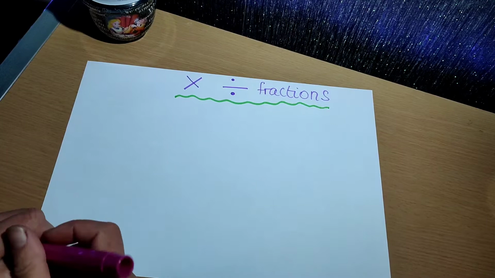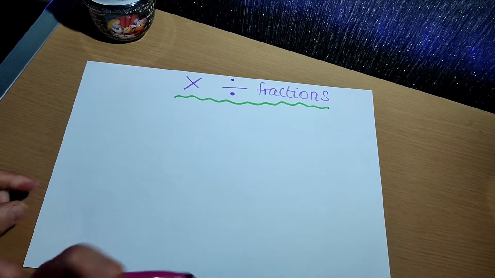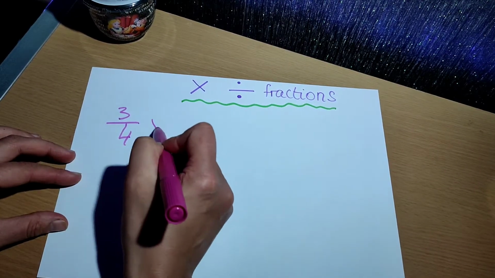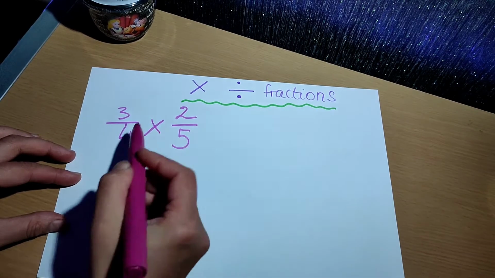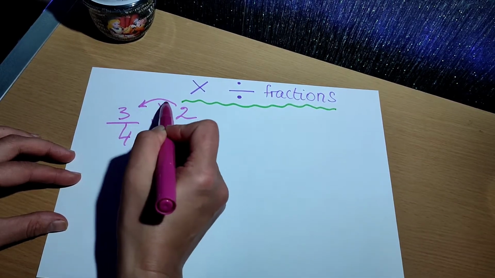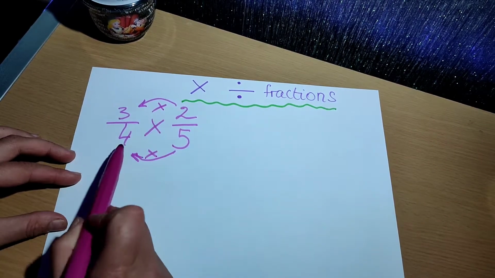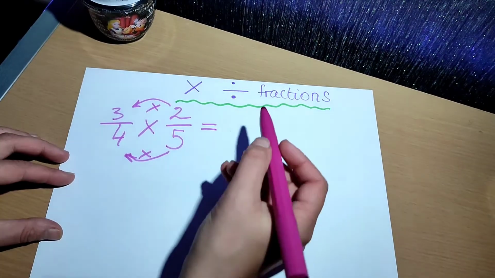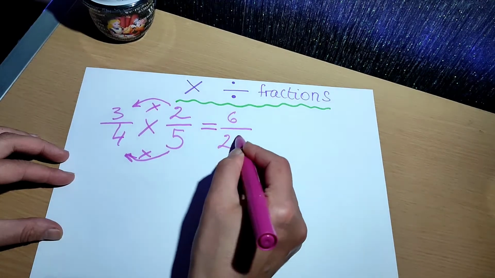We're going to do a really quick revision about how to multiply and divide fractions. So fraction times another fraction is times the top and times the bottom. So you're multiplying your numerators and you're multiplying your denominators. 3 times 2 is 6 and 4 times 5 is 20.